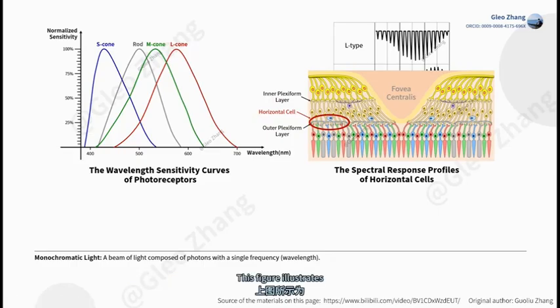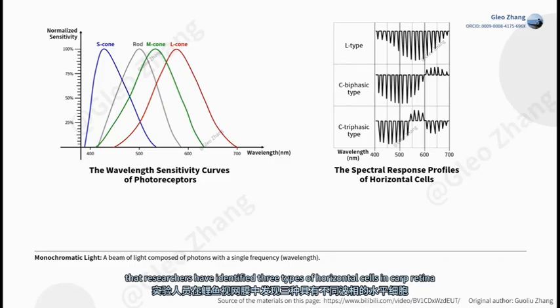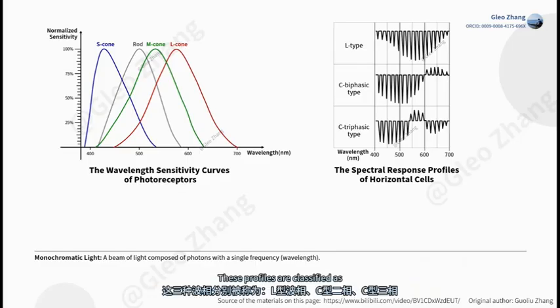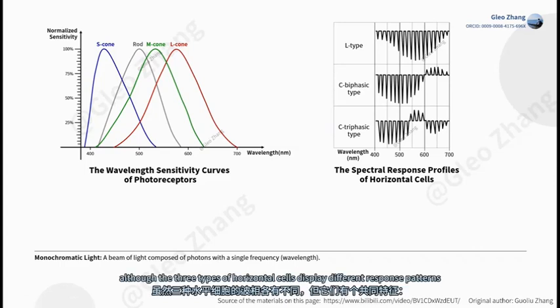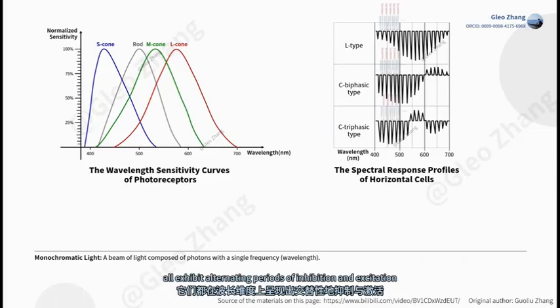This figure illustrates that researchers have identified 3 types of horizontal cells in carp retina, each exhibiting a distinct spectral response profile. These profiles are classified as L-type, the luminosity type, C-biphasic type, the chromatic biphasic type, and C-triphasic type, the chromatic triphasic type. As shown in the figure, although the three types of horizontal cells display different response patterns, they share a common feature. All exhibit alternating periods of inhibition and excitation along the wavelength spectrum.